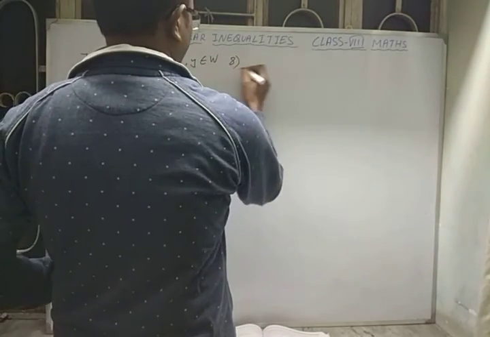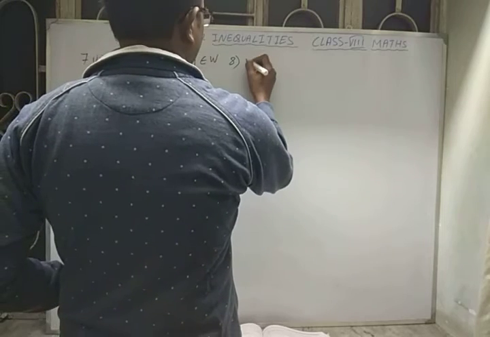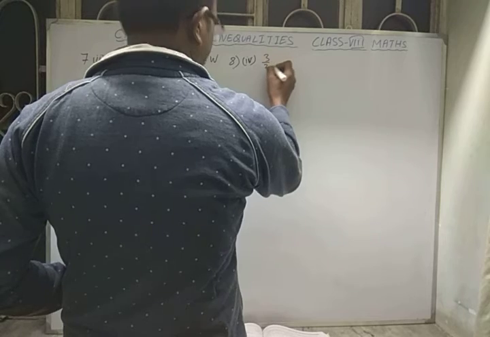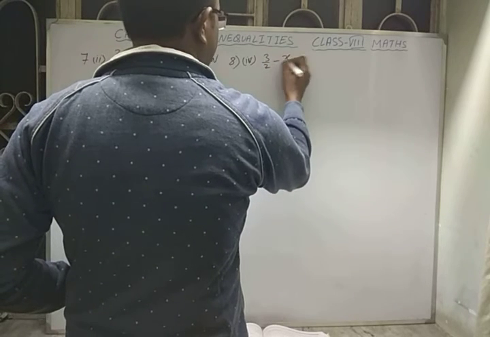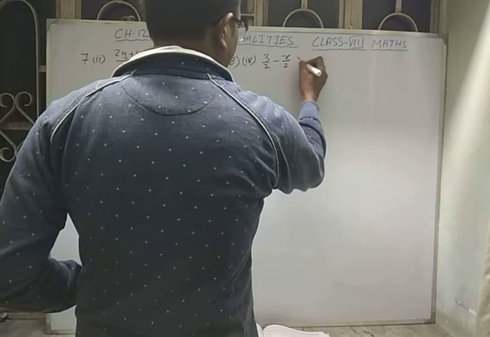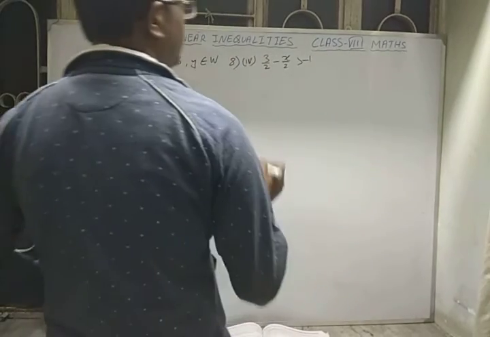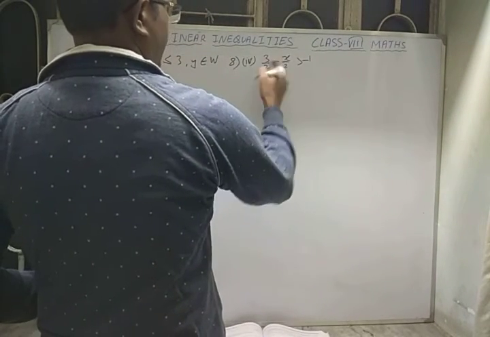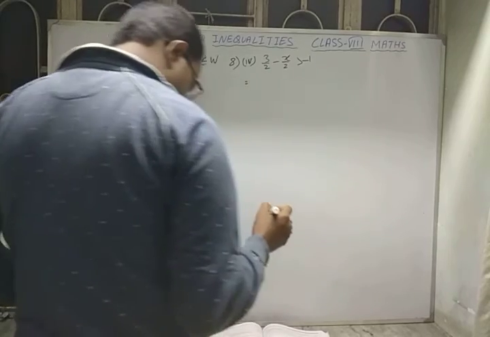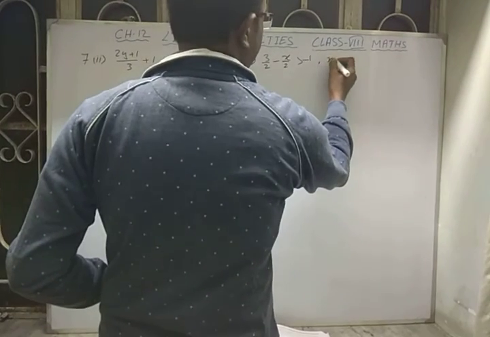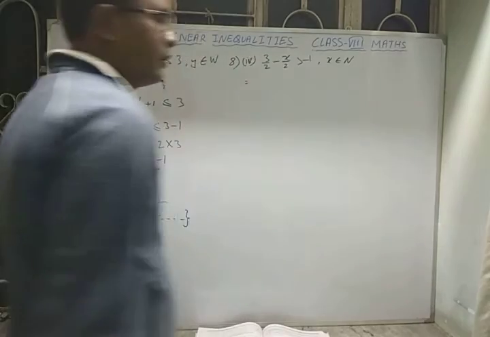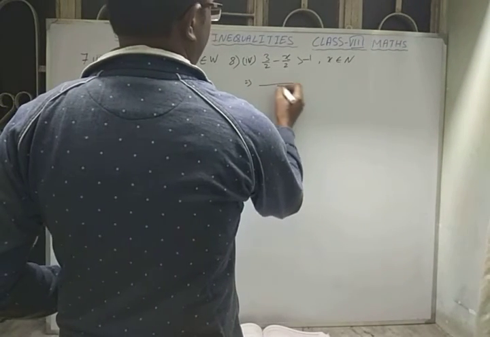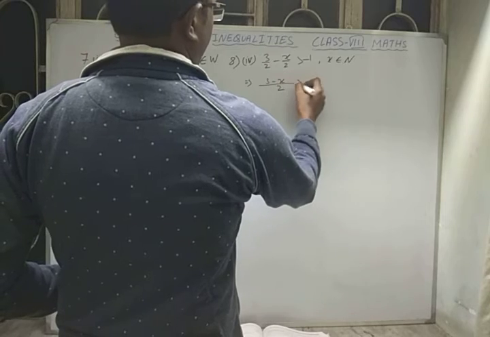Now see question number 8, part 4: 3/2 - x/2 > -1. So how will you have to do it? First you have to take the LCM. Here x belongs to N. N means natural numbers, which start from 1. So first of all you take the LCM 2. So it will be 3 - x > -1.